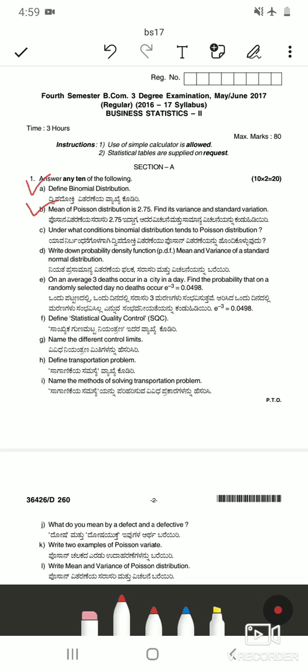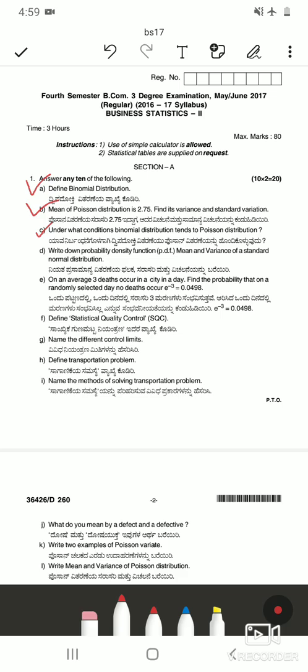Whenever such questions are given, make sure you write the formulas completely. Variance of Poisson distribution is lambda; given mean is lambda, therefore variance is 2.75. Everything must be mentioned. Don't directly write the variance as 9. The next question is: under what conditions does binomial distribution tend to Poisson distribution? We studied this in yesterday's class itself. There are two conditions.